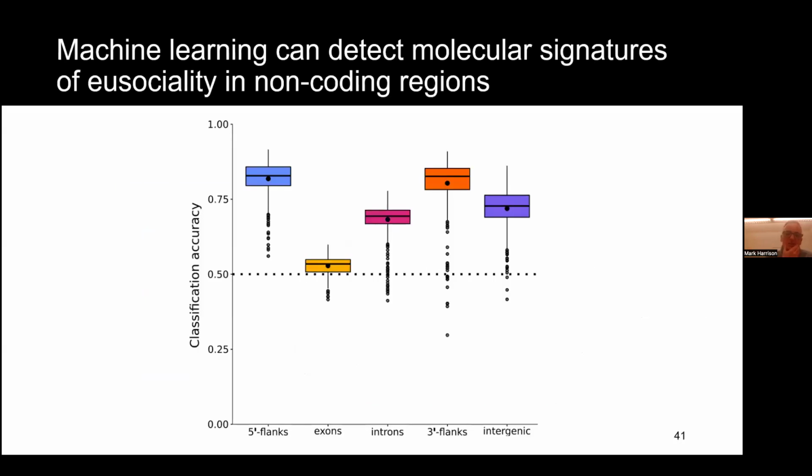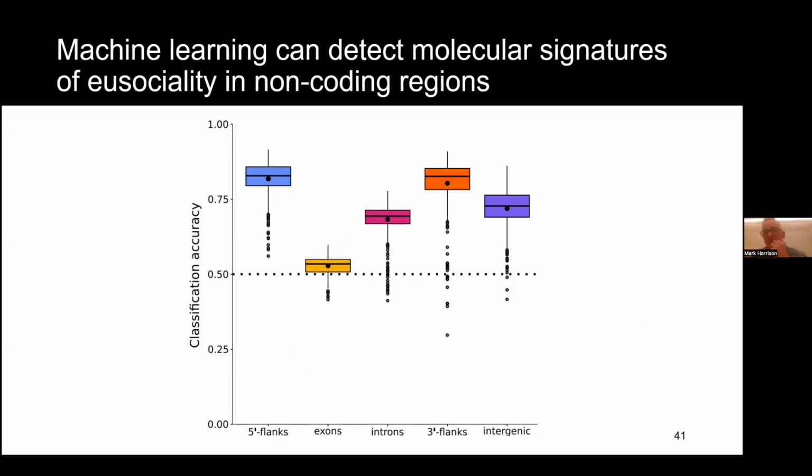And the classification accuracy was really high, especially in non-coding regions. So in the flanking regions, we would expect these regulatory mechanisms to be present. It was a high accuracy. It managed to determine whether the sequence came from a eusocial or non-eusocial genome around about 80% of the time. Whereas the exons were not informative at all.